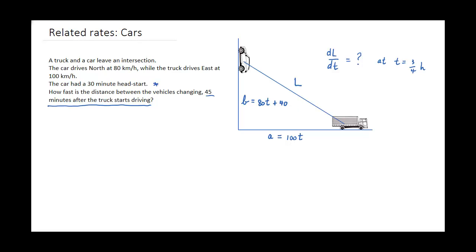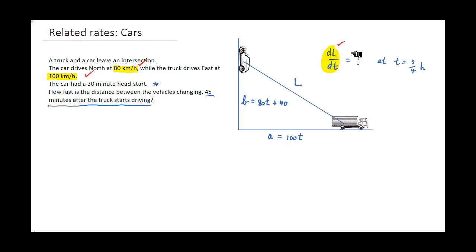So we'll add the 40 kilometers onto B. We're trying to find out the value of dL/dt. That's a rate of change. We're given two rates of change in the problem, 80 and 100. Those are both rates, aren't they? Because they're written as kilometers per hour. They are dA/dt and dB/dt. So we're going to have a relationship among these three rates of change.